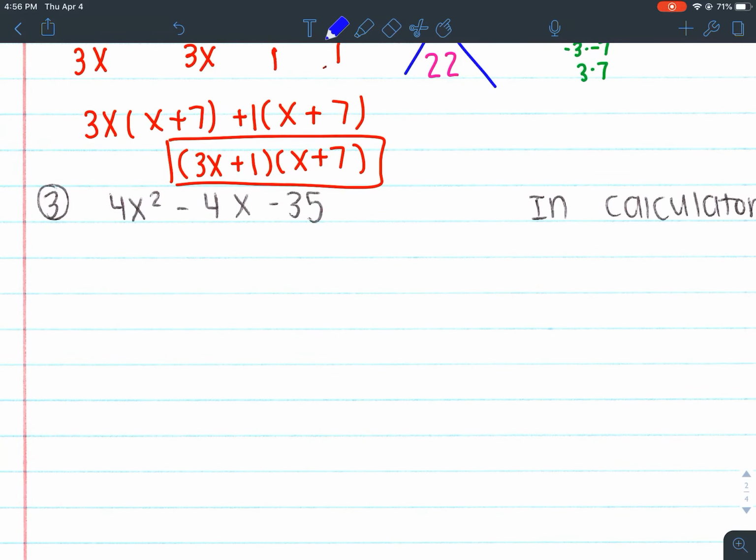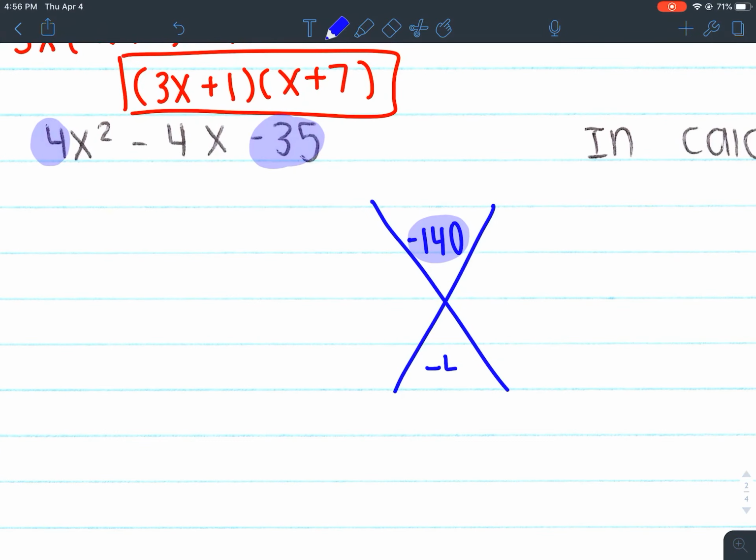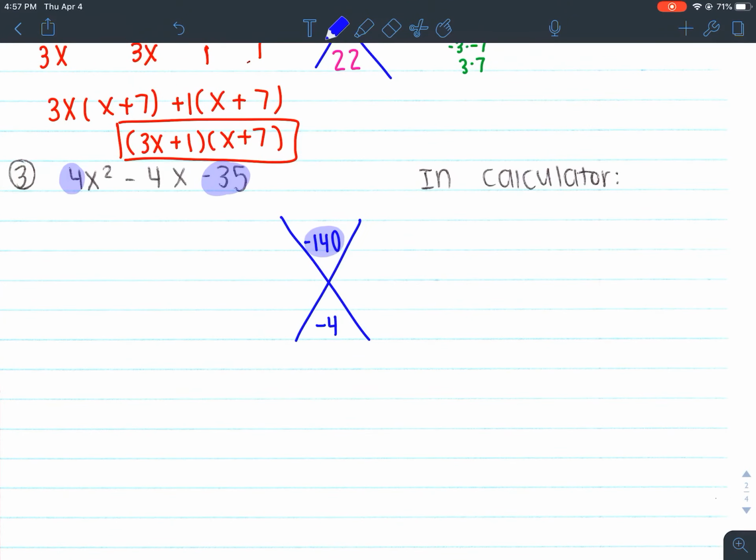Okay, and then moving on to number 3. Again, always check for a GCF. Don't have one. So the number I put on the top is going to be negative 140, because I'm taking 4 times negative 35. Okay, and then I have negative 4 in the bottom. Alright, so this number is kind of big, so we're going to use our calculator for this one.